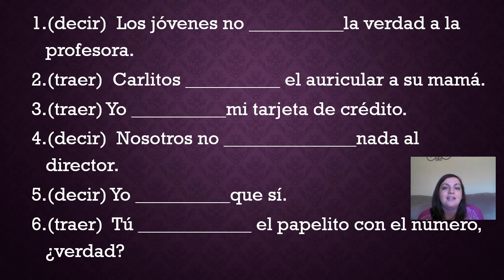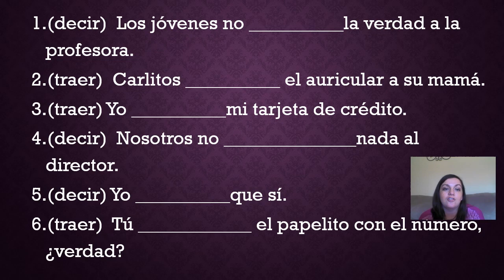All right, let's do some practica. Number your paper 1 to 6, see what you can do, and see if you can conjugate the word in parentheses in the preterite tense. So it's the last ones that we just finished talking about, the ones that are funky as well, have a random spell change. See how you do.